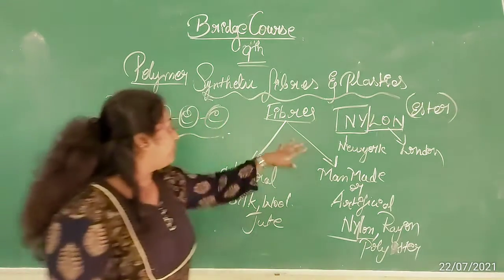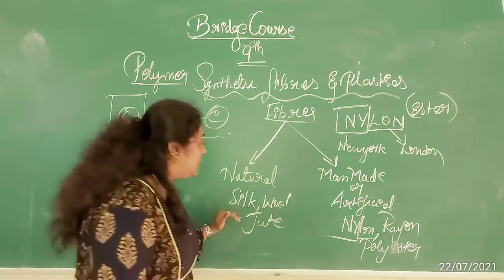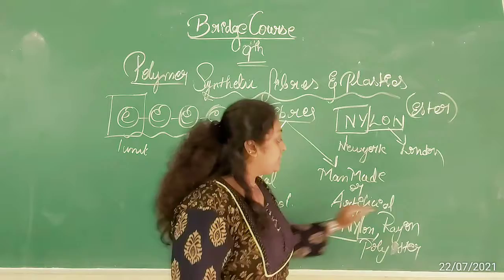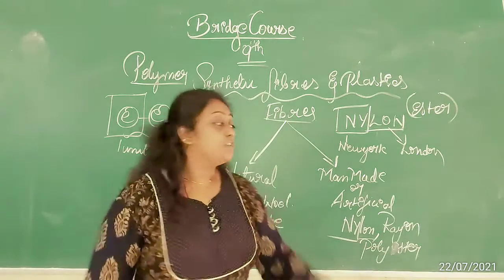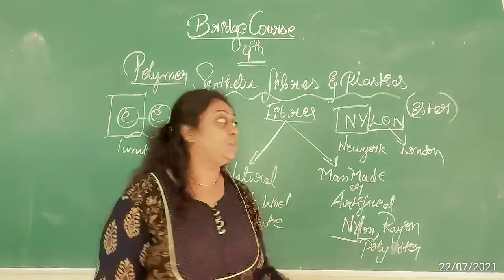You are getting it? So fibers are natural and man-made. Natural are silk, wool and jute. Man-made or artificial are nylon, rayon and polyester. So these are your fabrics. Now let me get into plastics.